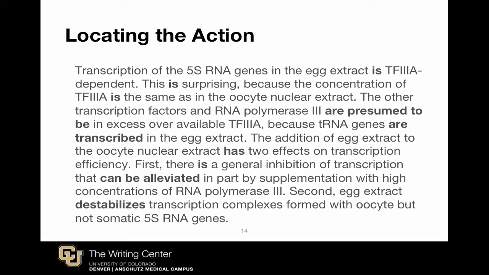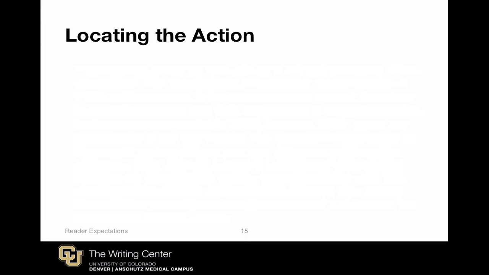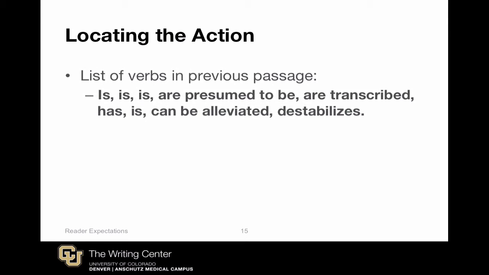How about this example? All the verbs are bolded. The egg extract is, this is surprising, the transcription factors are presumed to be, because genes are transcribed, the extract has, there is, inhibition can. Here are those verbs listed. Not a ton of action happening, which is a problem.